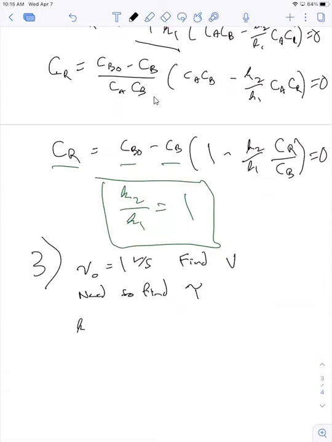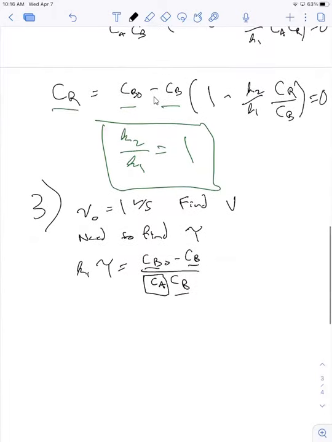So we have K1 tau equals CB naught minus CB over CA, CB. And it says all the concentrations are the same, so we already have CB naught, CB, CB. The only thing we don't have is CA, so we need to find that. Now, how are we going to find CA? We have CA naught, which equals 5 moles per liter.